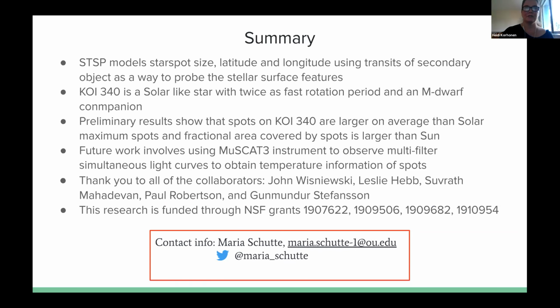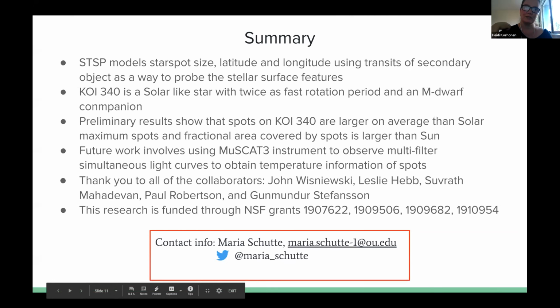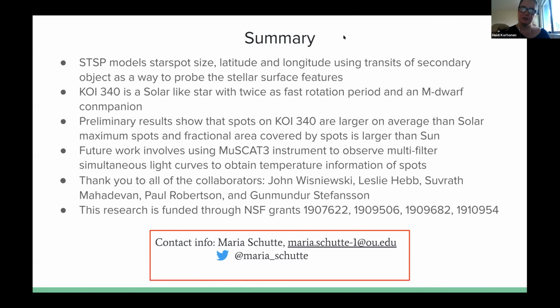Thank you very much. There are several questions for you in the Slido, but we are running out of time, so I'll ask one quick one. Someone is asking, what is the contrast for the spots you consider? STSP does not allow us to change that, so we assume that the contrast is similar to sunspots. But that's something we're looking to get down using the simultaneous filter observations, then we can get a better idea of that.